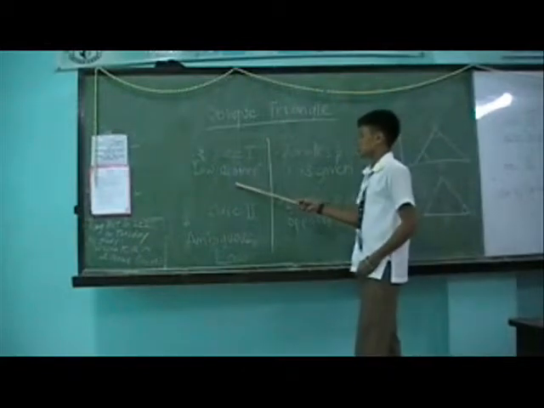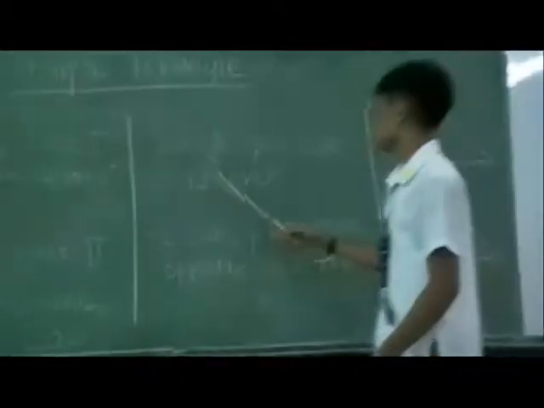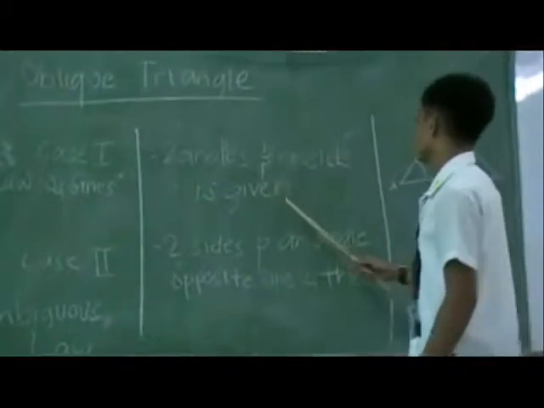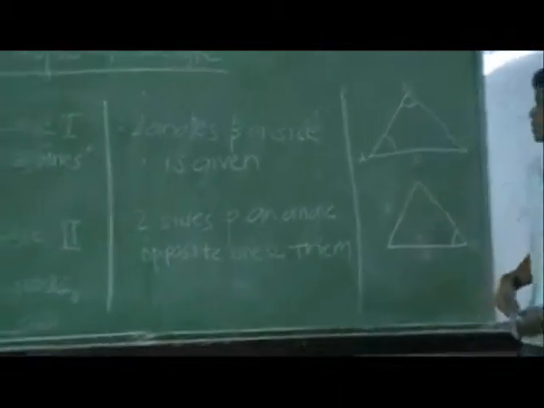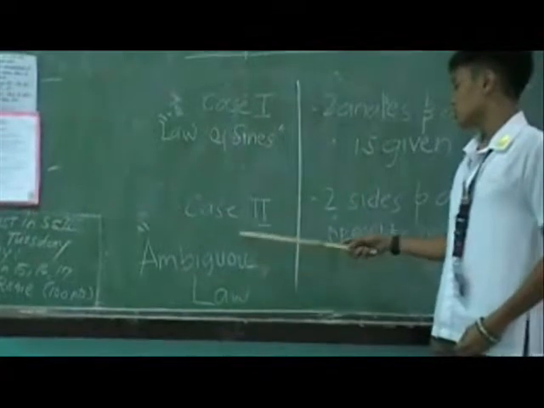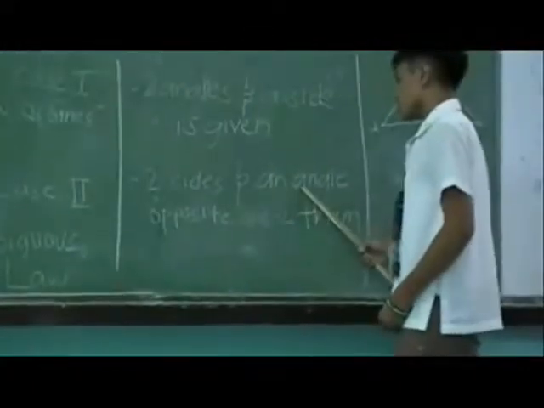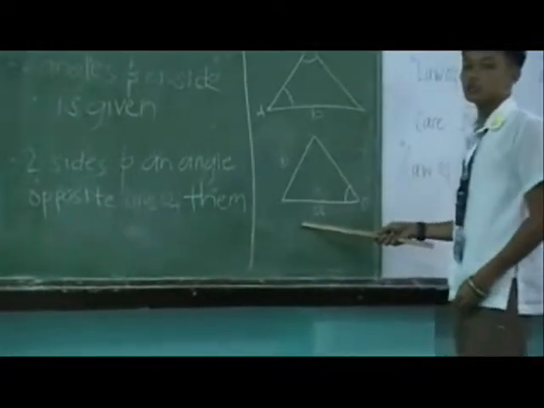Under case 1, we solve the triangle using the law of sines. The triangle under case 1 has 2 angles and a side opposite one of them. This is an example of a triangle under case 1. Under case 2, we solve the triangle using the ambiguous case. The triangle under case 2 has 2 sides and an angle opposite one of them. This is an example of a triangle under case 2.